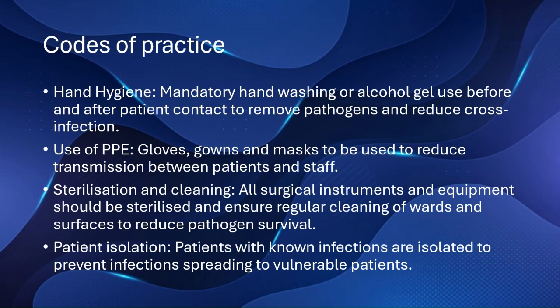So what are the codes of practice that are now being implemented in hospitals? The first one is hand hygiene, where mandatory hand washing or alcohol gel use before and after patient contact is used to remove pathogens and reduce cross-infection. The use of PPE, which is gloves, gowns, and masks, is to reduce transmission between patients and staff. Sterilization and cleaning, where all surgical instruments and equipment should be sterilized, and regular cleaning of wards and surfaces is ensured to reduce pathogen survival. And finally, you have patient isolation, where patients with known infections are isolated to prevent infection spreading to vulnerable patients.